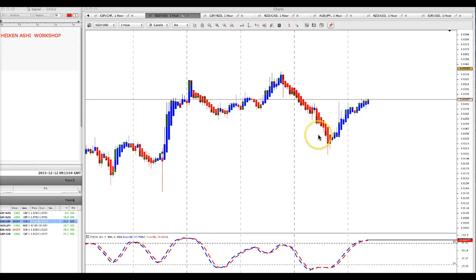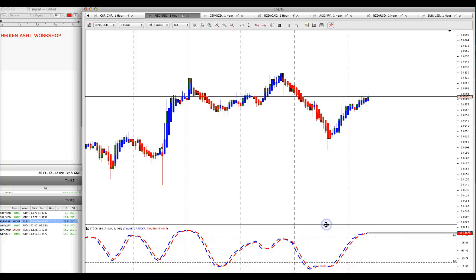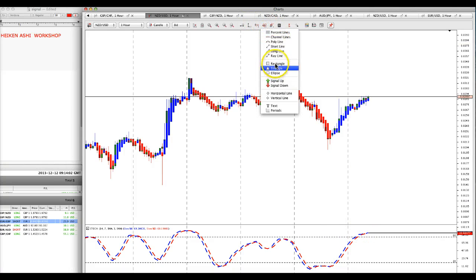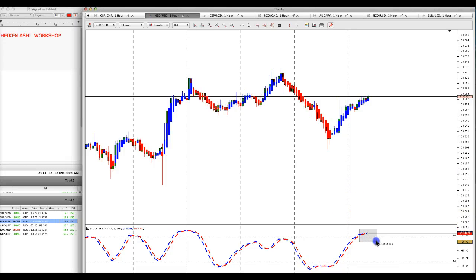Now here's a trade that, well, it's not a trade, it's just that we're looking at the New Zealand dollar, and we notice that stochastics is overbought, but we don't have a color change candle, so we cannot take a trade. We have to wait and see if the market turns red, and then yes, that would give us the signal. That would be our trigger to take a trade.